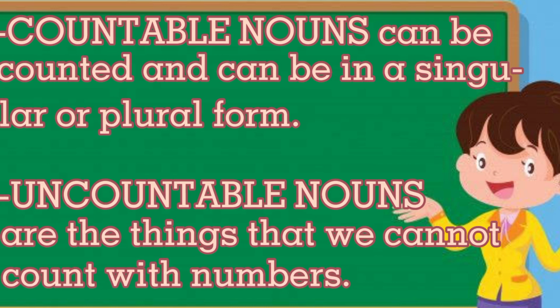So, for better understanding of what we just had, guys, let's compare countable nouns and uncountable nouns. Again, countable nouns can be counted and can be in a singular or plural form. So anything that we see which we can count will fall under countable nouns. While uncountable nouns are the things that we cannot count with numbers, and these are usually liquid like water, again milk, blood. So anything that we cannot count will fall under uncountable nouns.